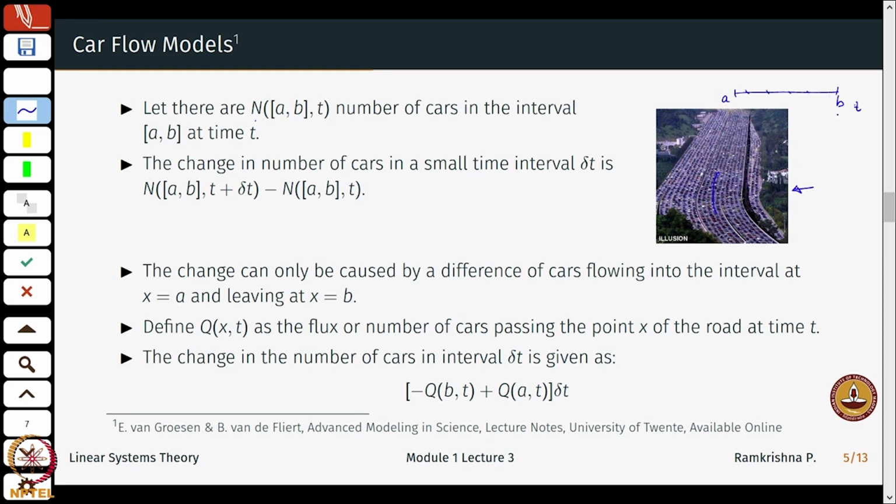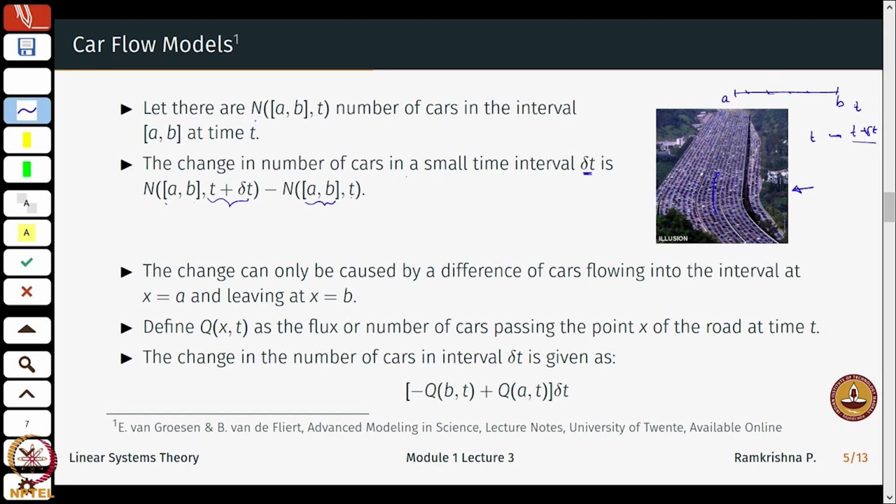Okay. Now, what happens from t to t plus delta t? Well, it is moving traffic, so the number of cars could possibly have changed. So, the change in the number of cars in a small interval delta t is just a difference. I look at the number of cars in the interval a b at time t plus delta t, minus the number of cars in the interval a b at time t. So, I am just writing down the change in the number of cars in a small interval delta t. I am just interested in this interval a to b, and how the number of cars changes from t to t plus delta t.